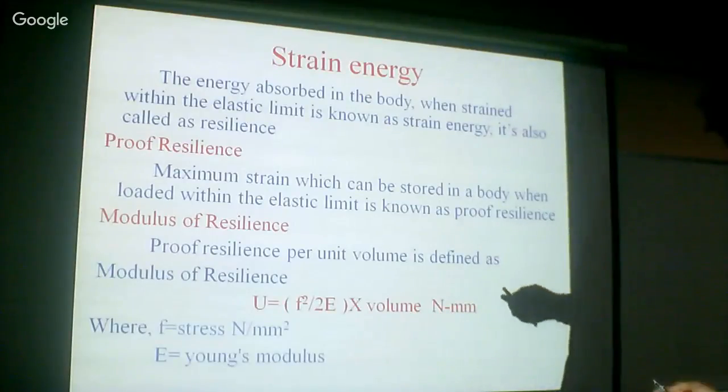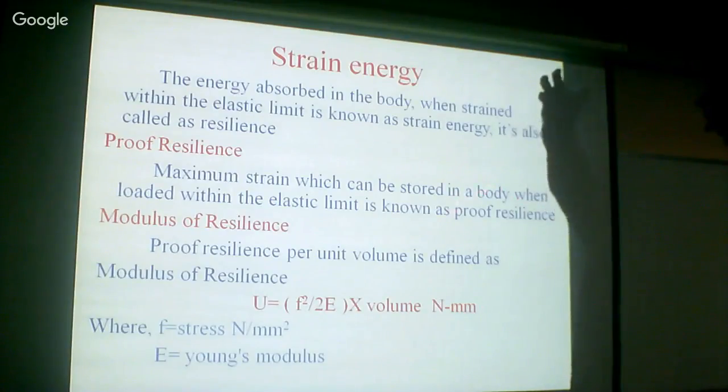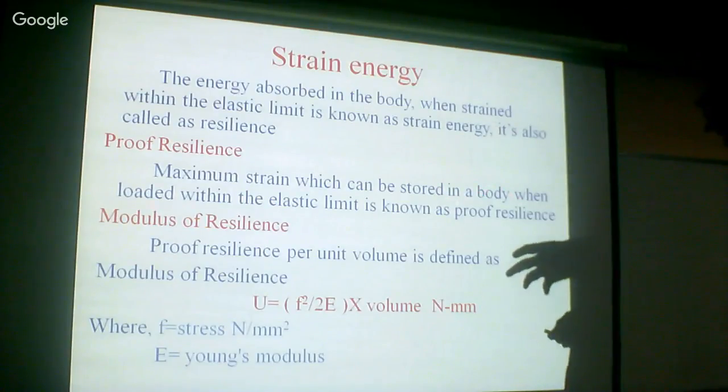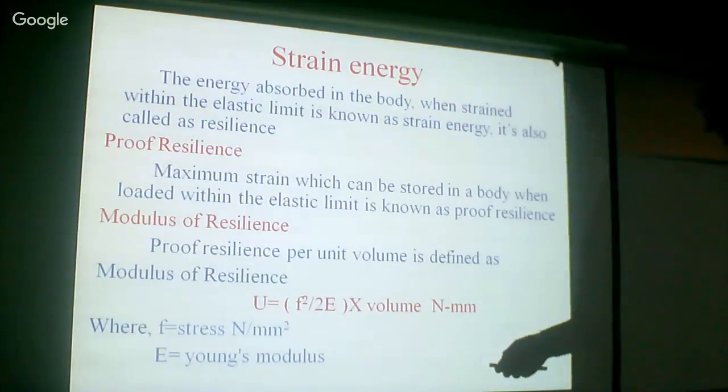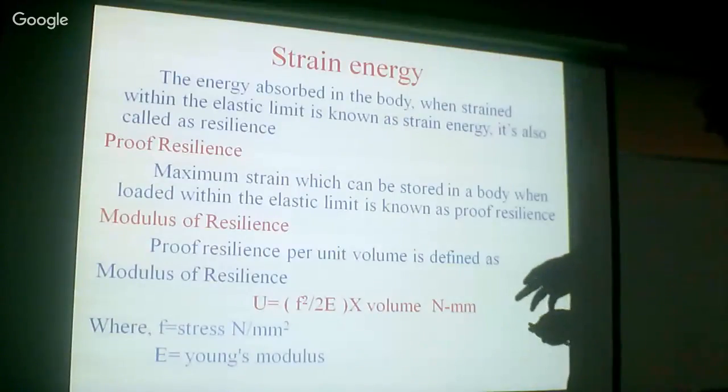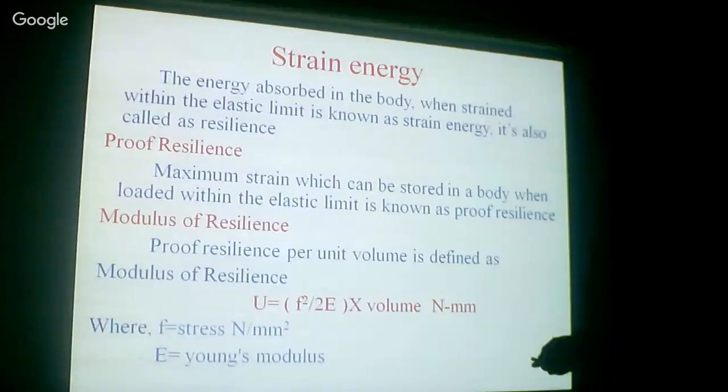And then proof resilience: the maximum strain energy which can be stored in a body, the maximum energy that can be stored in a body when loaded within the elastic limit, is known as proof resilience. That is the maximum. Then modulus of resilience: proof resilience per unit volume is defined as the modulus of resilience. Strain energy stored in the material can be calculated from this.